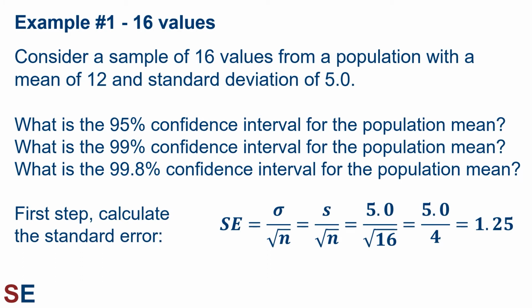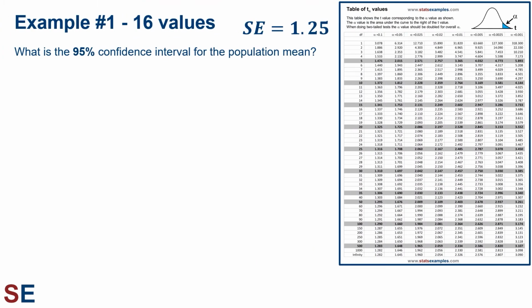The first step is to calculate the standard error because this is the value that we will be multiplying by the t-value from our table to figure out how wide to make our confidence interval. The equation for the standard error is the standard deviation divided by the square root of n. We don't know the population standard deviation sigma, so we'll estimate it with the sample standard deviation s. This gives us 5 divided by the square root of 16, which is 5 divided by 4, which is a standard error of 1.25.